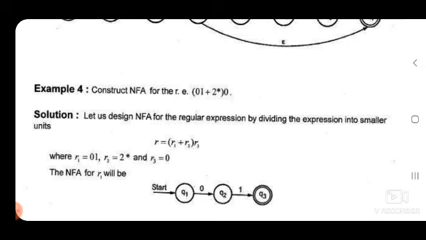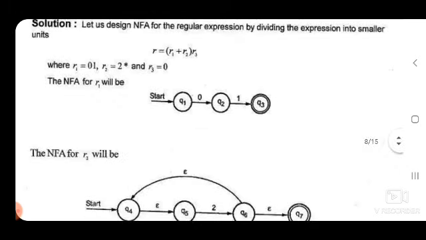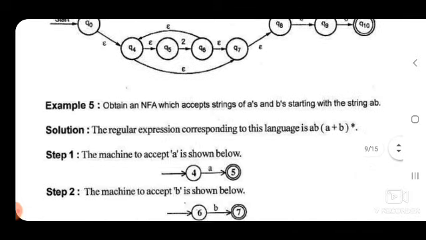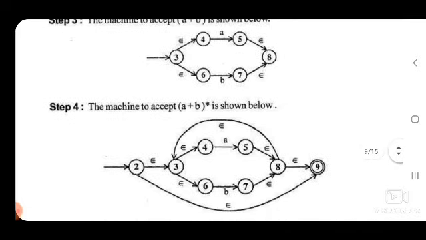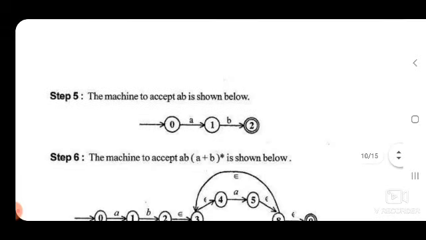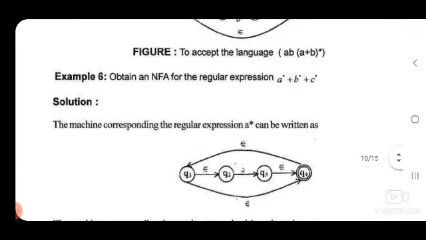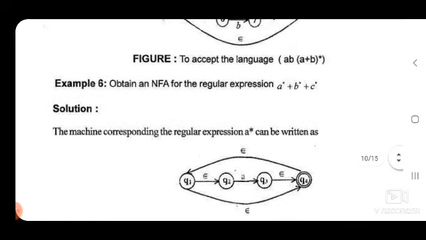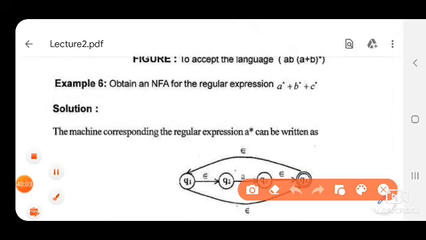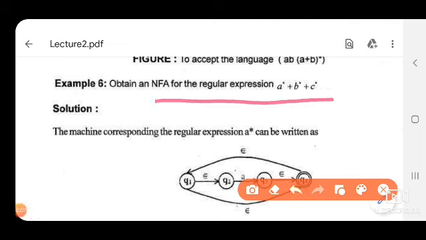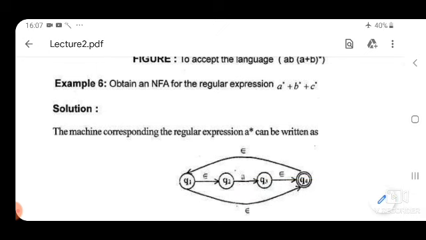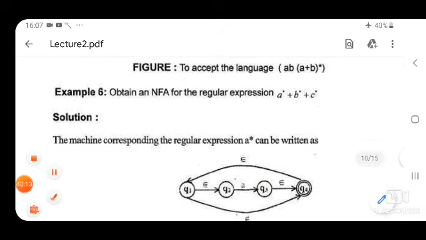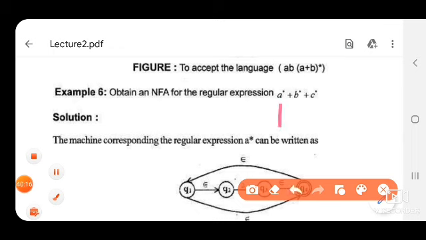So, there are other examples. We have to go for one final example, since these all are simpler and you can draw them on your own. Let us take this example: NFA for the regular expression A asterisk plus B asterisk plus C asterisk. There is a union between A asterisk, B asterisk and C asterisk.